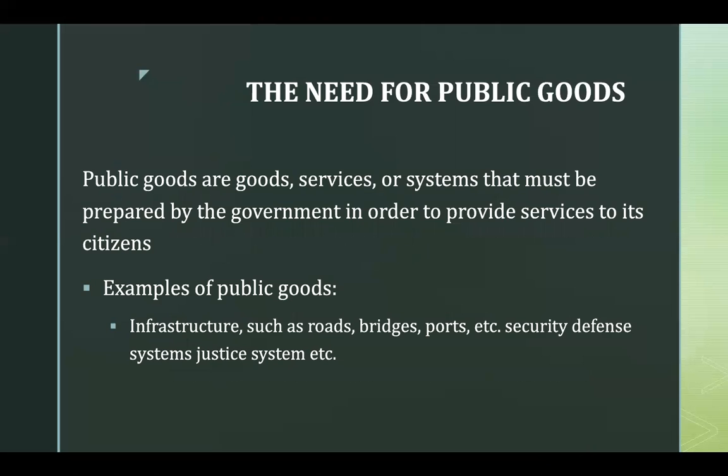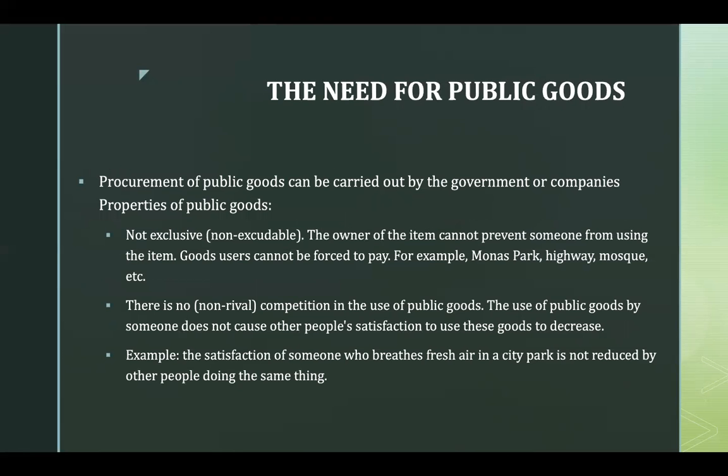The need for public goods. Public goods are goods, services or systems that must be prepared by the government in order to provide services to its citizens, as I mentioned before. So public goods are managed, prepared or administered by the government to provide some good things to its citizens or society. Other examples are infrastructure, such as roads, bridges, ports, and so on, or security defense systems, the justice system, and so on. The procurement of public goods can be carried out by the government or companies.